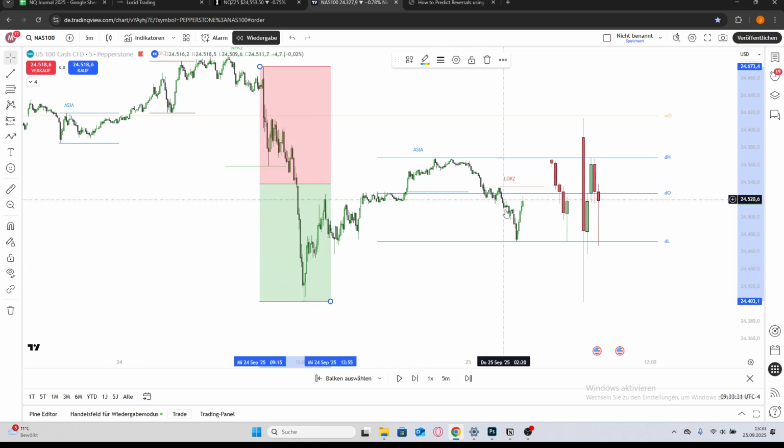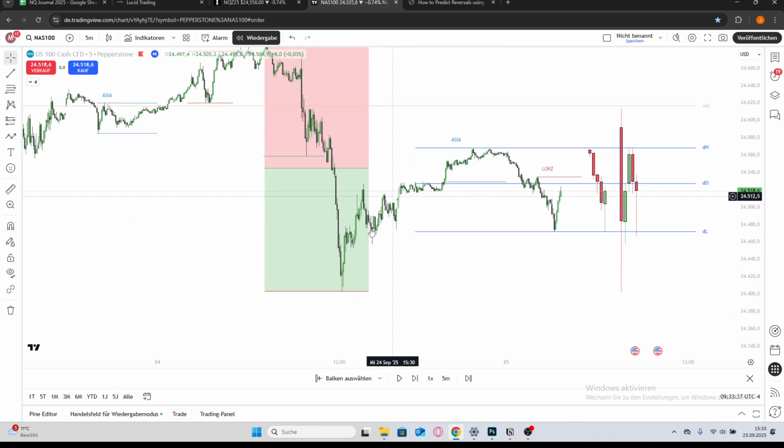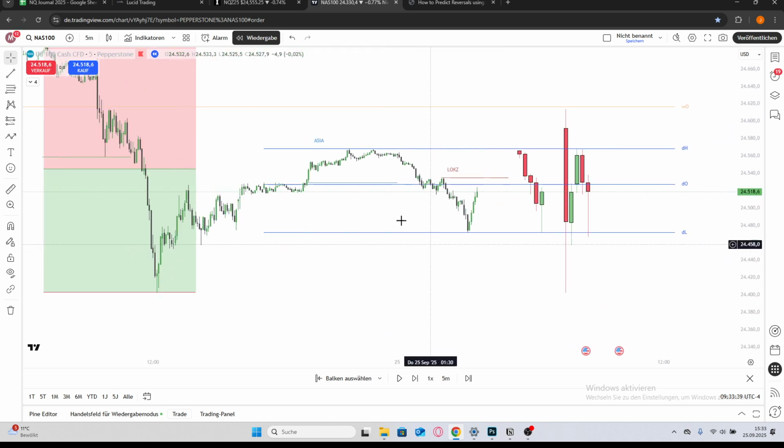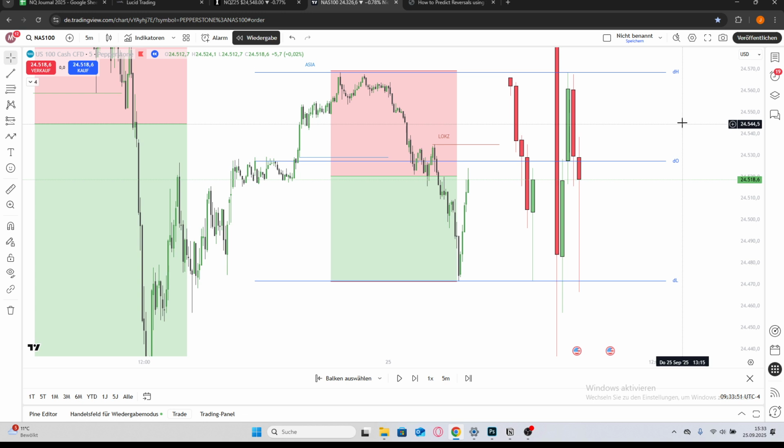So maybe this down move was already the first reaction. We can also draw it out from here. We still hit it, but I prefer to also draw it on a lower time frame. So you can use premium discount on a higher time frame, but also on a lower time frame if you're unsure. Now we can also use premium discount here.